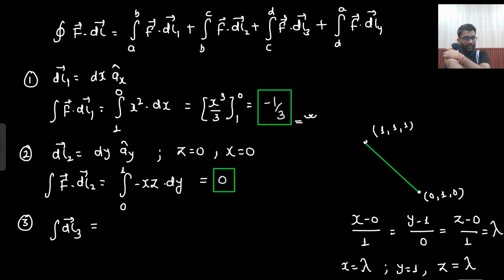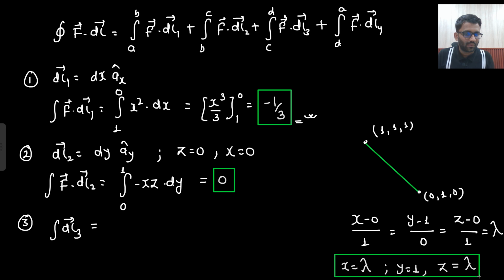Okay. So x and z are changing but y is constant, that is equal to 1. So this is the equation of the line: x equals lambda, y equals 1 and z equals lambda. I told this thing in the very first lecture of EMFT. When you were studying vector algebra, I told you these equations will be used somewhere. So here it is used.